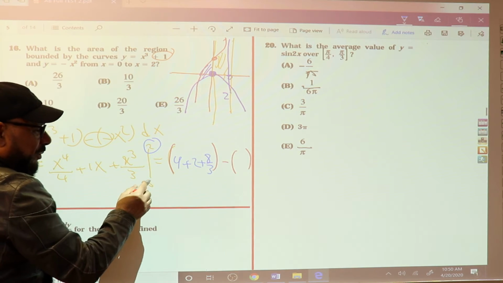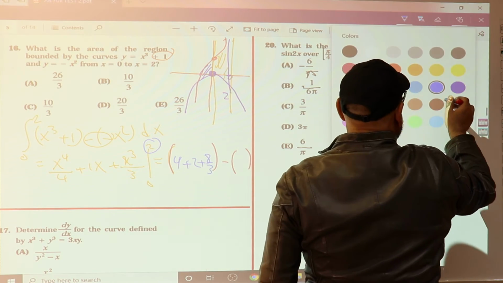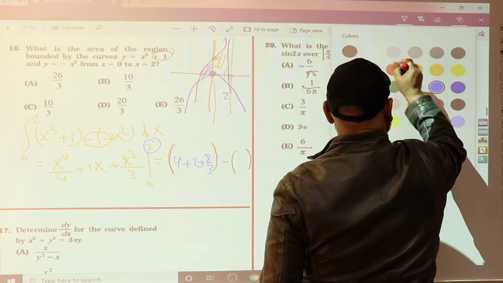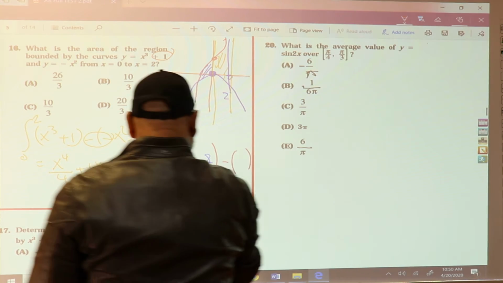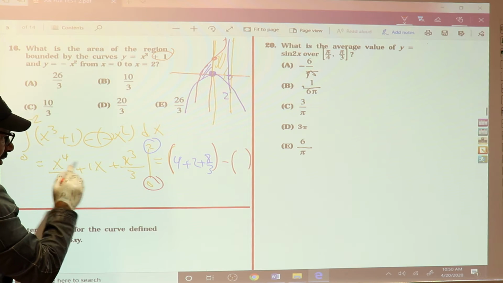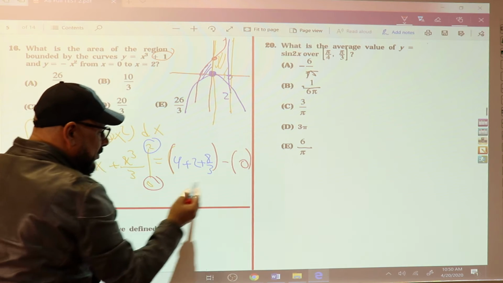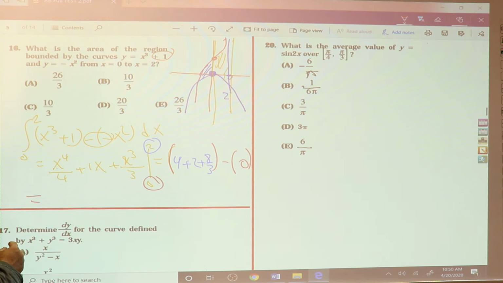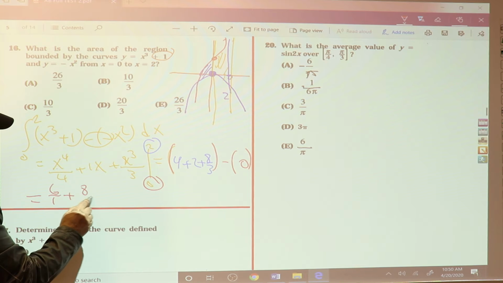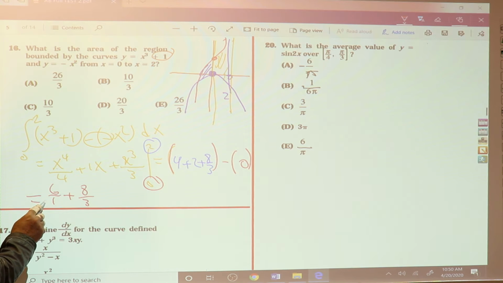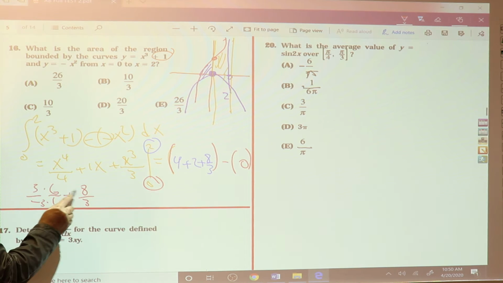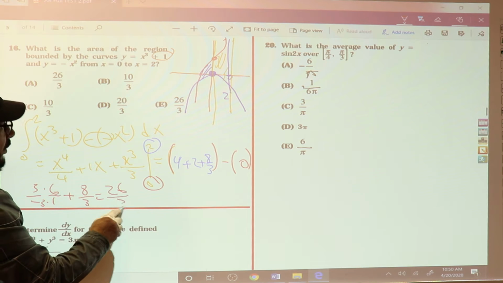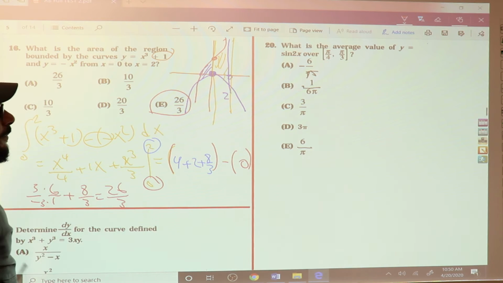Small parentheses, I have to play smart. I'm going to use red with this guy. Why? Look here, I have 0 here. You plug in 0, you get 0. It's built up to make it easy for you. 4 plus 2 is 6, right? 6 over 1 plus 8 over 3. Now you have to have the same denominator, times 3, times 3. 18 plus 8, 26 over 3. Do we have it? Yes, we have.